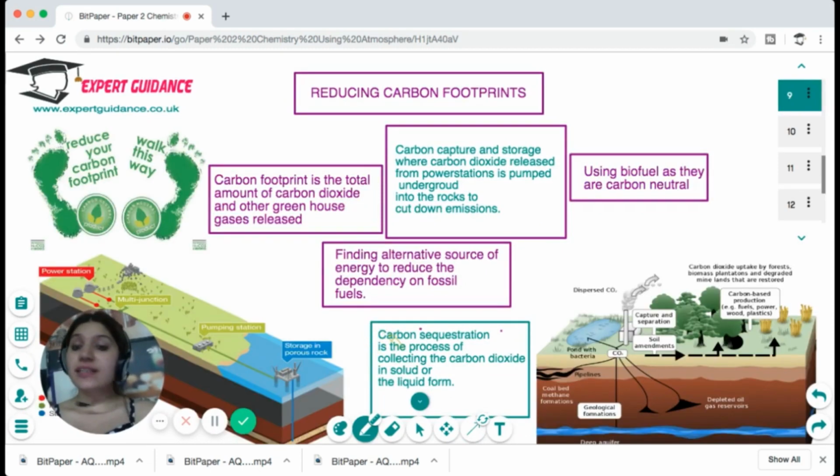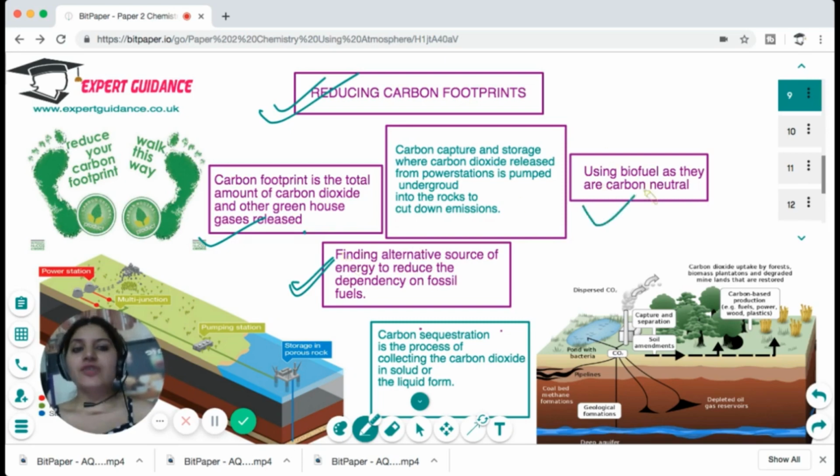Now, what is the solution for that? The solution is reducing the carbon footprint. Now, what is a carbon footprint? Carbon footprint is the total amount of carbon dioxide and other greenhouse gases that are released by any product or service. So, how can we reduce the carbon footprint? First, we can find alternative sources of energy to reduce the dependency on fossil fuels so that we can cut down the carbon dioxide emission.